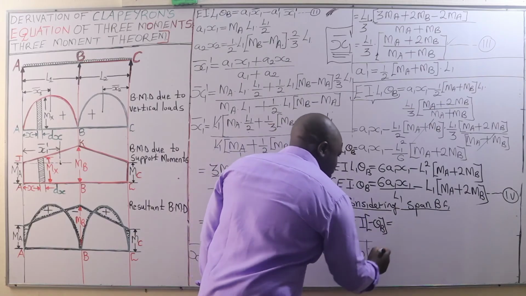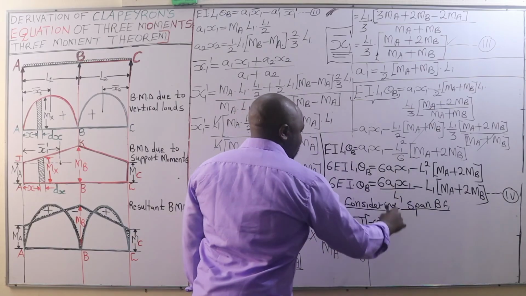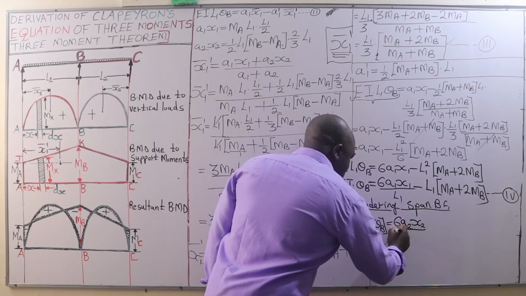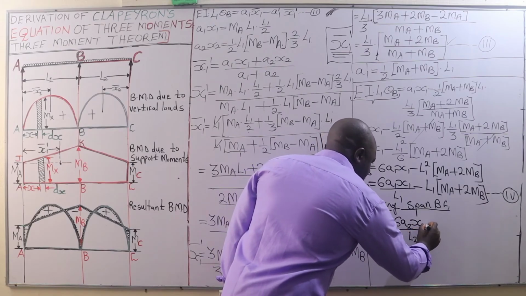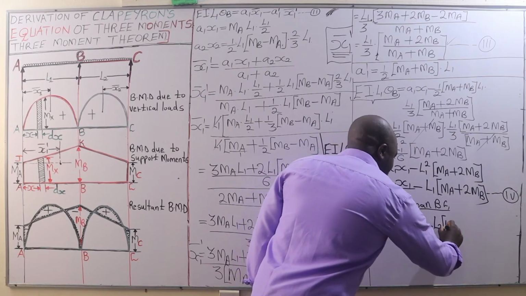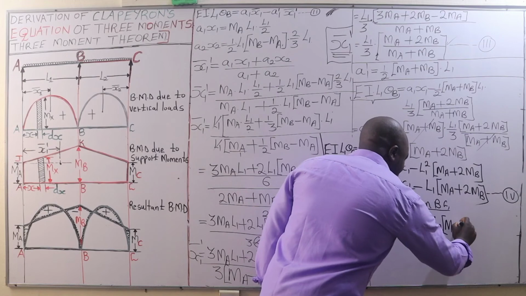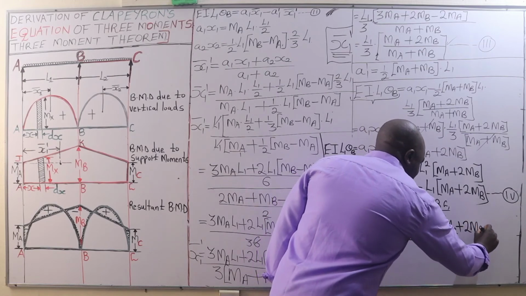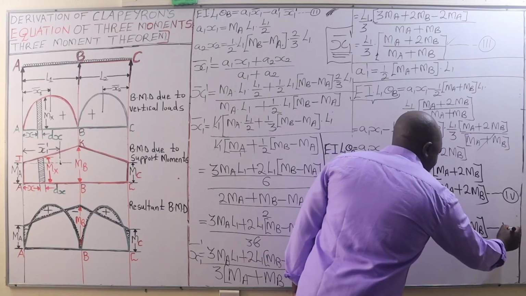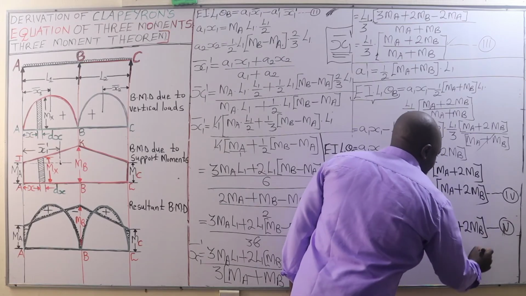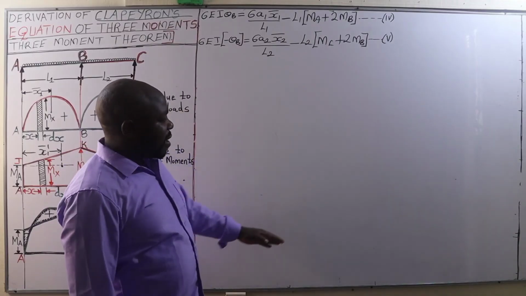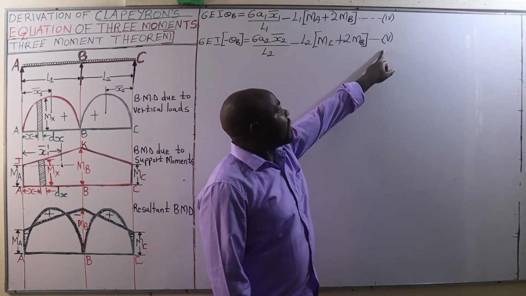So that's going to be equal to 6. So instead of A1, we are going to have A2. Instead of x1, x2. Instead of L1, L2. Minus L2 again here into, instead of MA, we are going to have MC, plus 2MB. MB is going to remain the same. So this is going to be our equation 5. Our equation 5.